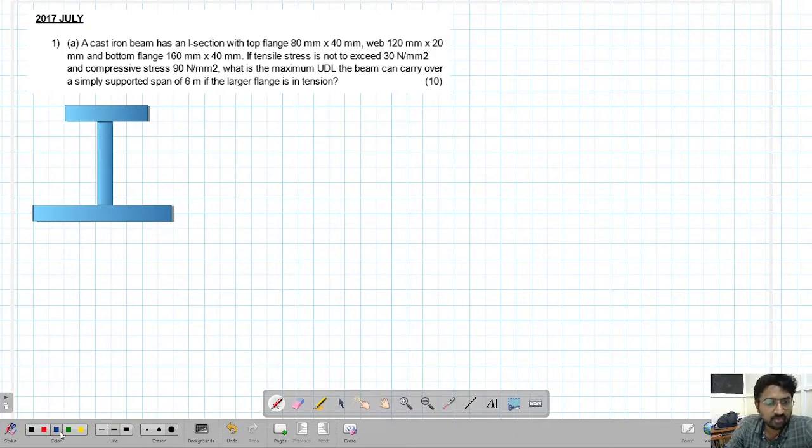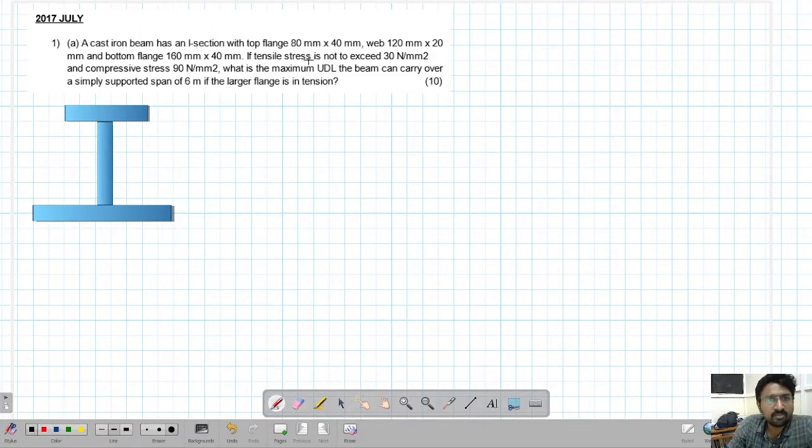If you are not familiar with these terms, I'll just explain what they are so that you can learn. This is what is known as flange. This is also known as flange. And this center portion is known as web. This is the top flange, this is the web, and this is the bottom flange. I hope this is clear to you. I'm just giving you an idea.